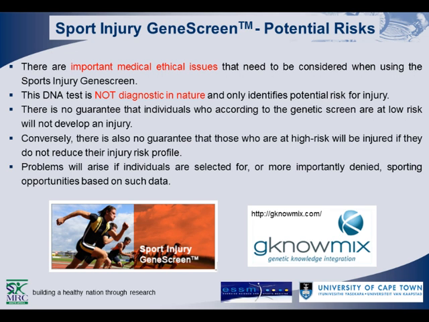So this DNA test is not diagnostic in nature, and there are important medical ethical issues to be considered. You cannot guarantee that if an individual has a certain genetic risk score that they are going to develop a high risk score. That doesn't mean that they will develop that particular injury, or that if they have a low genetic risk score they will not ever develop that injury. It also doesn't predict when you're going to sustain a ligament or tendon injury, and problems will arise if individuals are selected for or against using this genetic risk score.